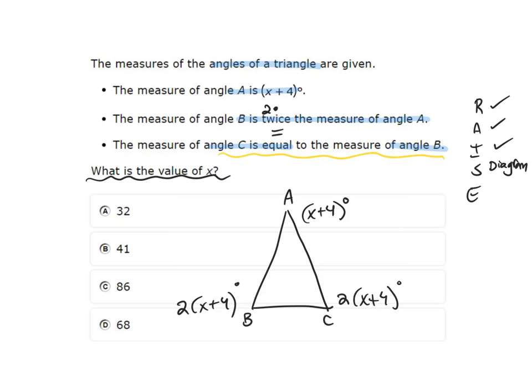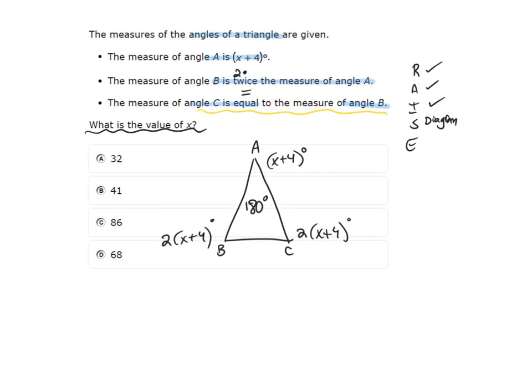Well, I can't find that out unless I know something about triangles and angles. And we do know something about them. We know that the sum of the interior angles of a triangle is always 180 degrees. So if I added up these three together, I would get 180. Let's do that. So x plus 4 plus 2x plus 4 plus 2x plus 4 equals 180. So another strategy we're using is an equation.